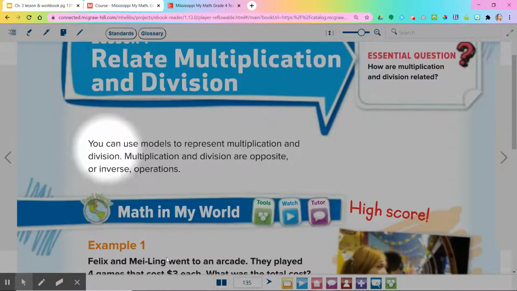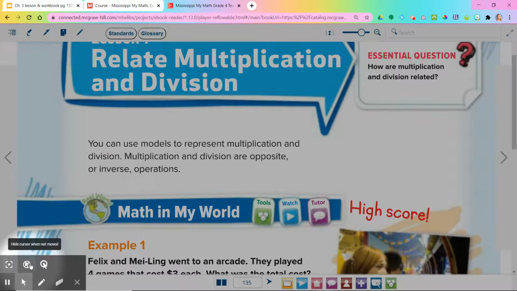So it says here you can use models to represent multiplication and division. Models are just pictures. Multiplication and division are opposite or inverse operations.